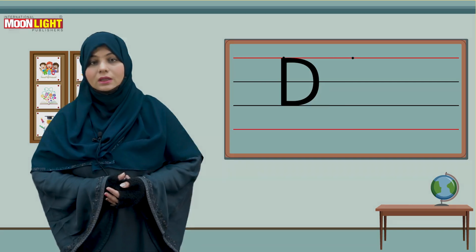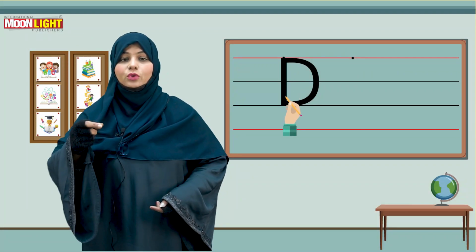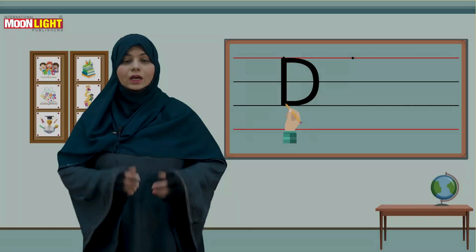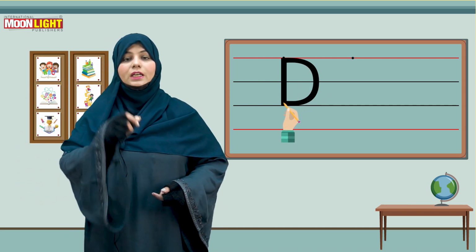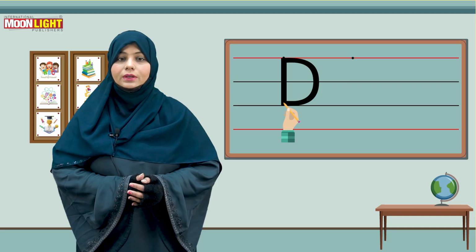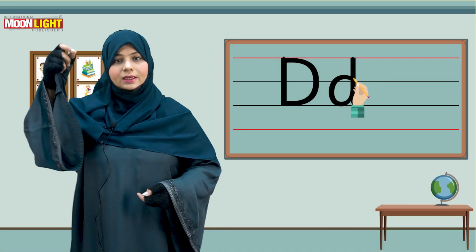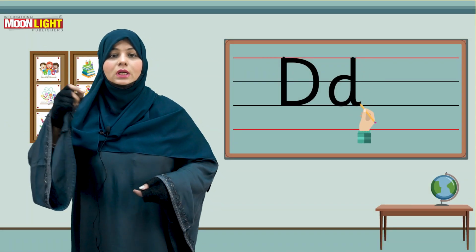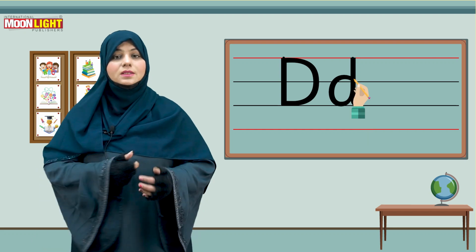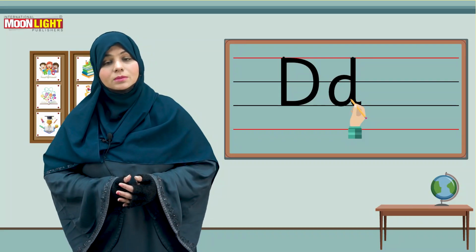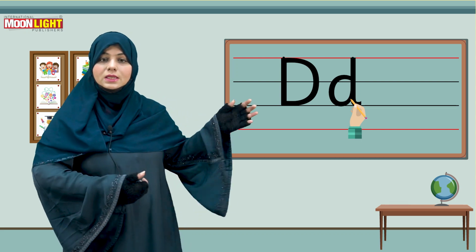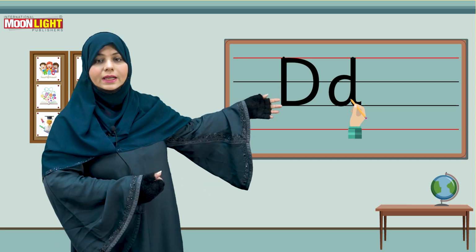For letter D, first of all, make a straight line from black dot to third line. After that, make a half circle from first line to third line. It will become capital letter D. Now make a straight line and small hook on third line and make a small half circle in center 2 lines. It will become small letter D. This is capital and this is small letter D.